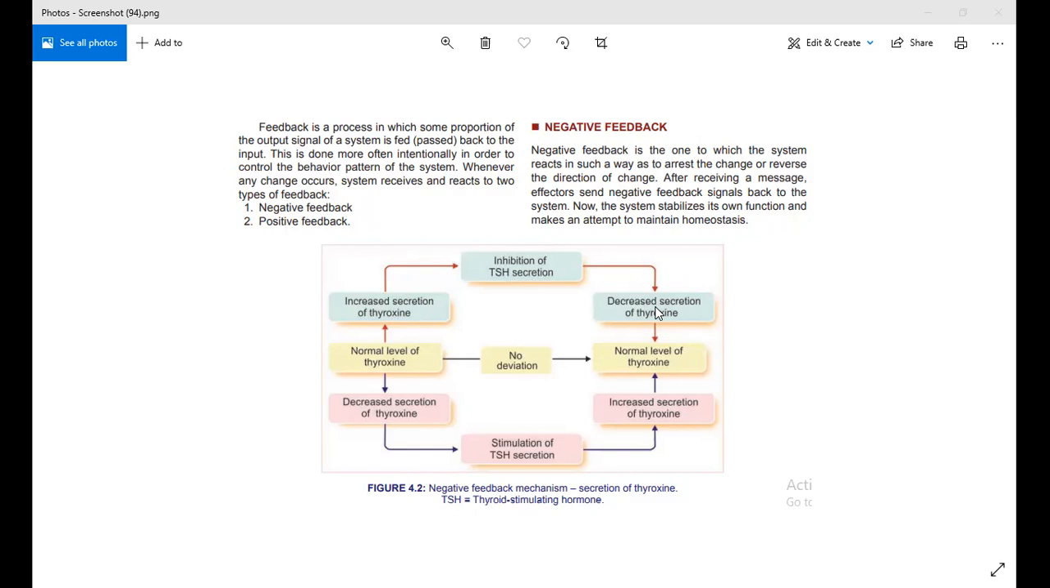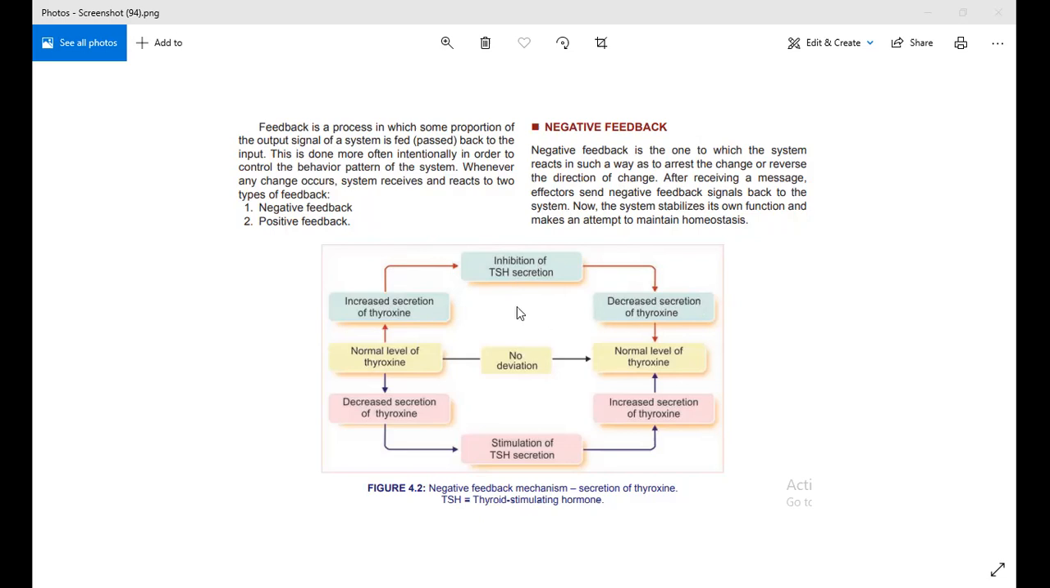You understand that? Yes, sir. So that is why it's called negative feedback. So what you have here is the opposite of what started this. So normal level of thyroxine, increase in thyroxine level led to a signal which caused inhibition of TSH, and that signal will now lead to a decrease in thyroxine. So increase in thyroxine has a negative effect on itself. What's the negative effect? Decrease in thyroxine. So that is called a negative feedback.